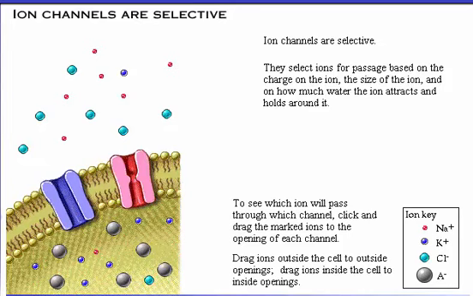Click and drag each of the marked ions to the opening of each channel. Drag ions outside the cell to outside openings. Drag ions inside the cell to inside openings.